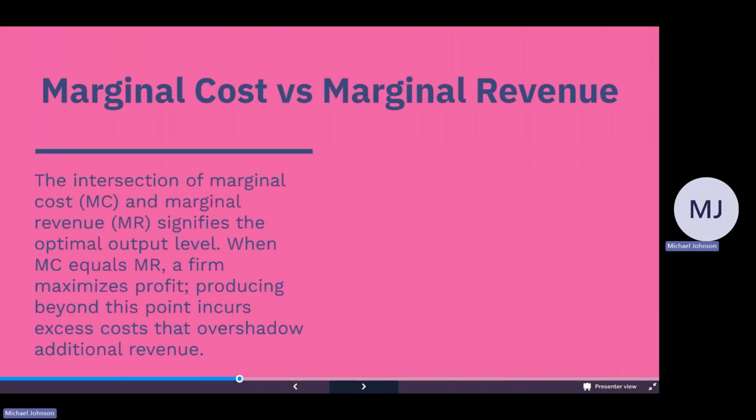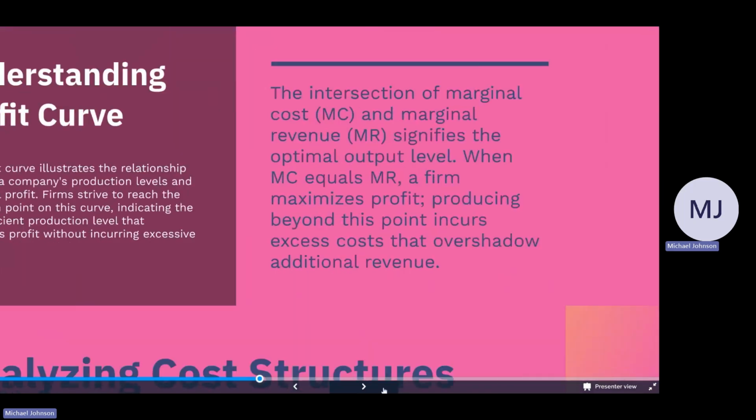Marginal cost versus marginal revenue. The intersection of marginal cost (MC) and marginal revenue (MR) signifies the optimal output level. When MC equals MR, the firm maximizes profit. Producing beyond this point incurs excess costs that overshadow additional revenue.